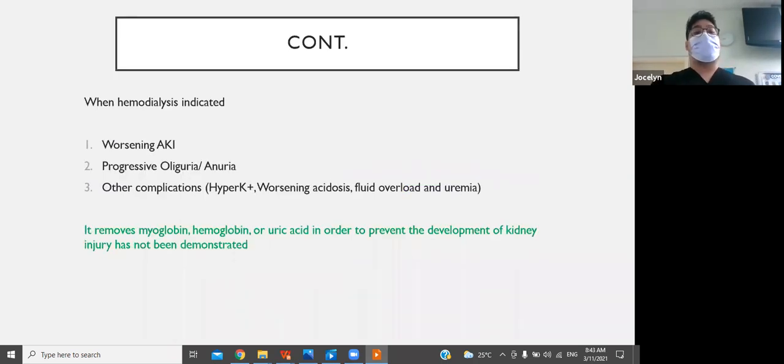Continuation. So, when is dialysis indicated? Three things: worsening AKI, progressive oliguria or anuria, and worsening hyperkalemia, acidosis, and fluid overload. Okay? And why do we really need hemodialysis? Because it removes the myoglobin, hemoglobin, or uric acid, but in order to prevent the development of kidney injury, it has not been demonstrated. So no studies. All of them is just theoretical only, no studies.